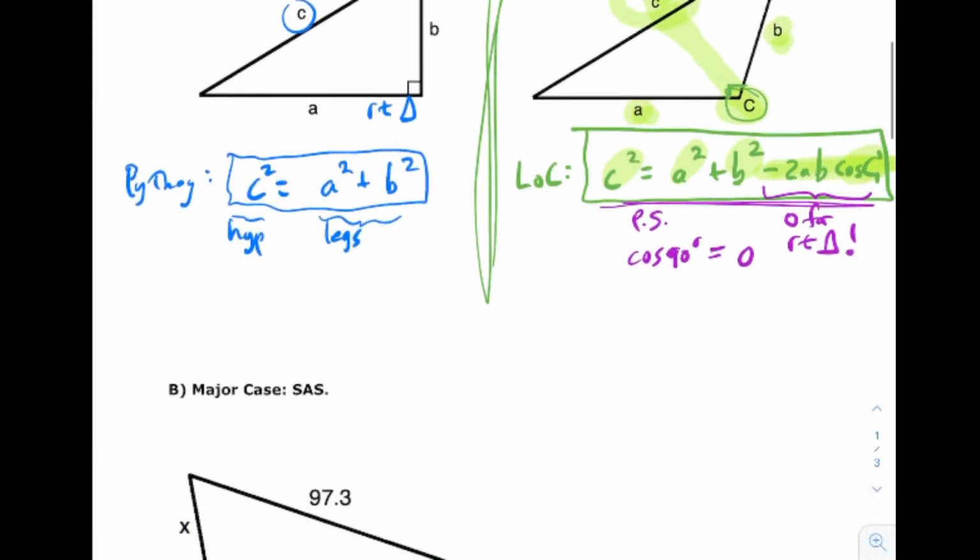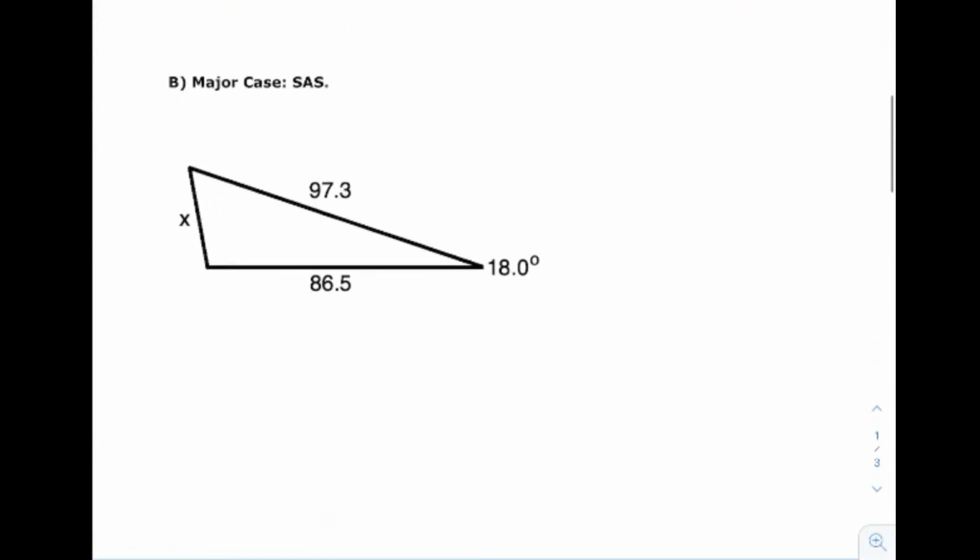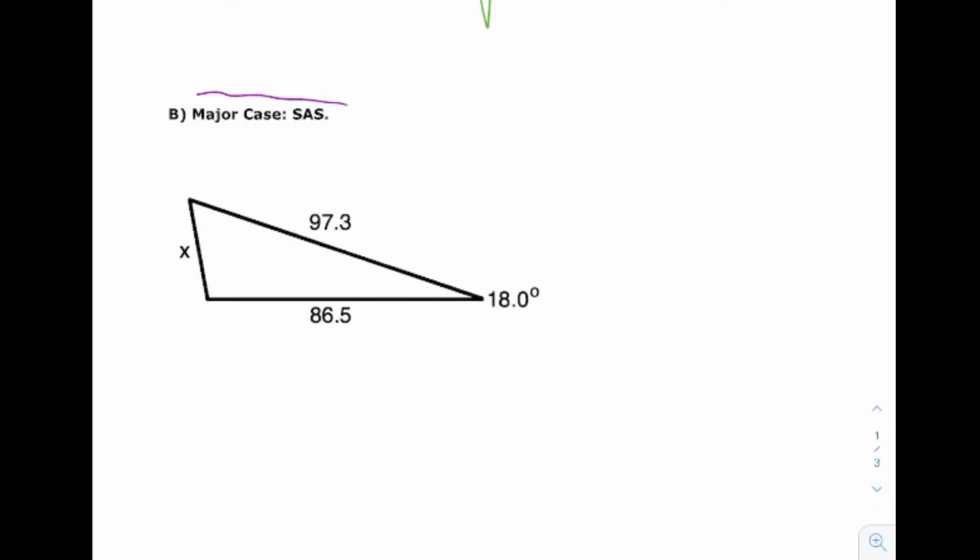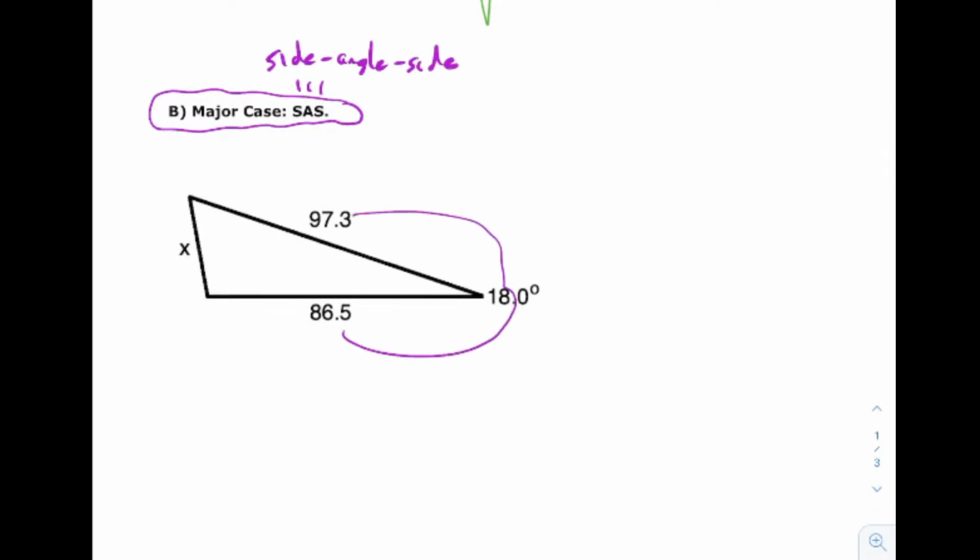Okay, here's another nice triangle for us. It says here, major case. Most of the time we need the law of cosines when we have this situation. SAS means we have a side, angle, side, and by that we mean all in a row. I've got a side, an angle, a side, all in a row like that, right? This is a side, this is an angle, this is a side. And if you have side angle side and you're trying to figure out the other side, this is what the law of cosines does best.